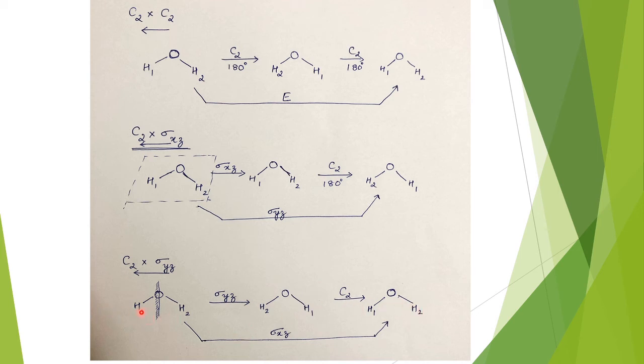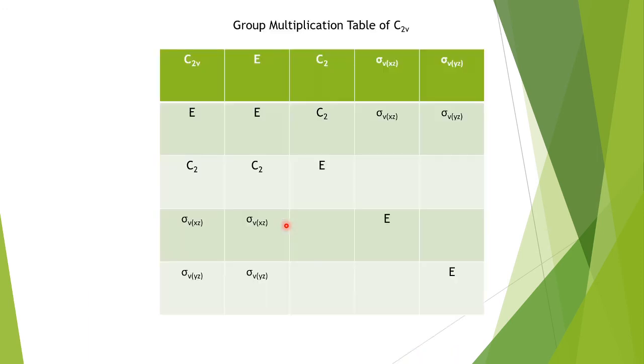So this is equivalent to performing sigma v XZ, or we can say it is equivalent to performing nothing. That is, it may be the identity operation. It can be E, or it can be sigma XZ. Please work it out. So now we know that there are two possibilities in these two. Now let's see the group multiplication table.